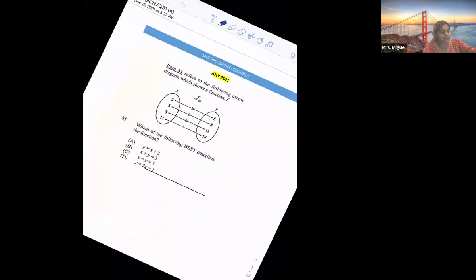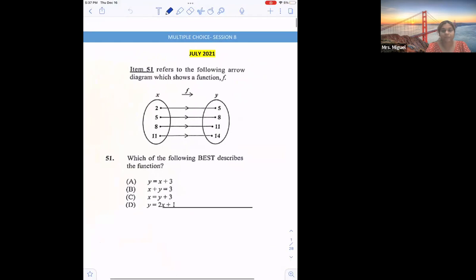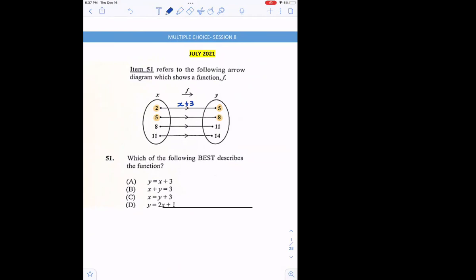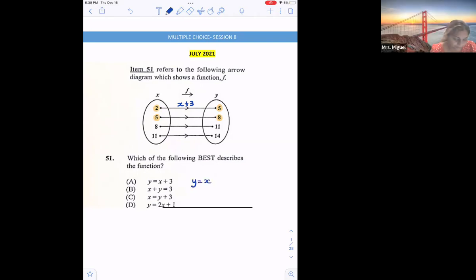All right, so this is taken from the July 2021. And the question reads, which of the following best describes the function? So if you notice, 2 is the input, 5 is the output. 5 is the input, 8 is the output. So to each x value, we add 3. Do you see that? Yes, miss. So the answer is y is equal to x plus 3, because it's the y that is the output. So the answer is A. Y equal to x plus 3.